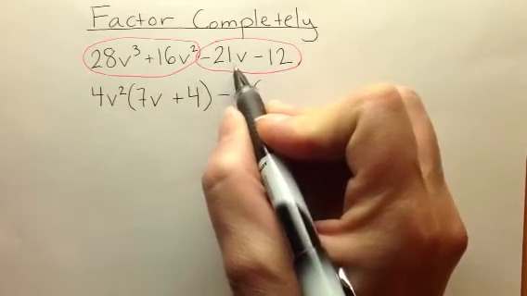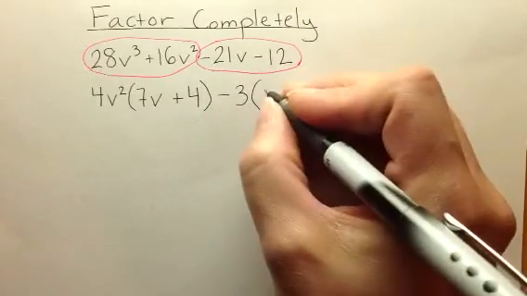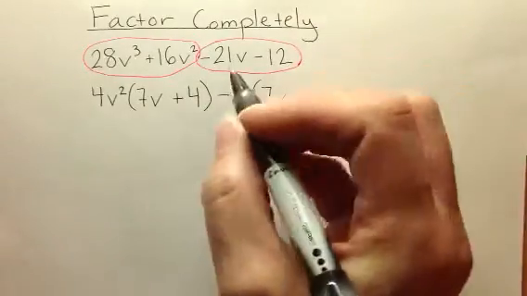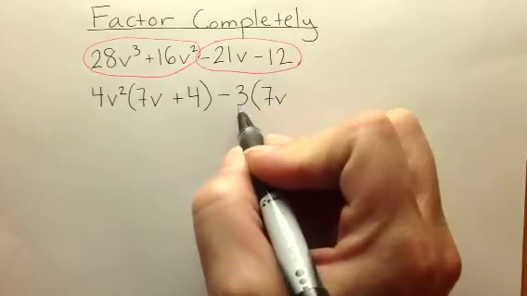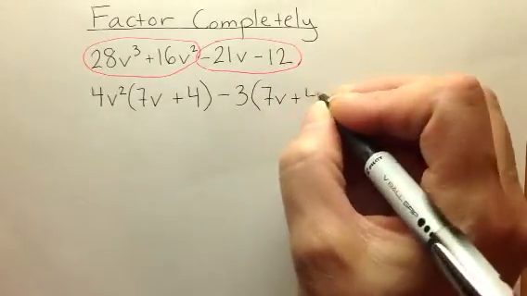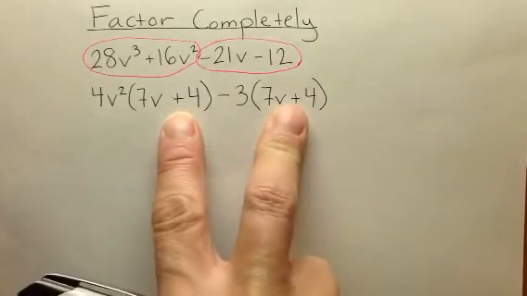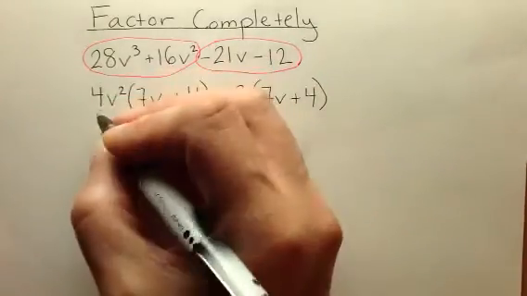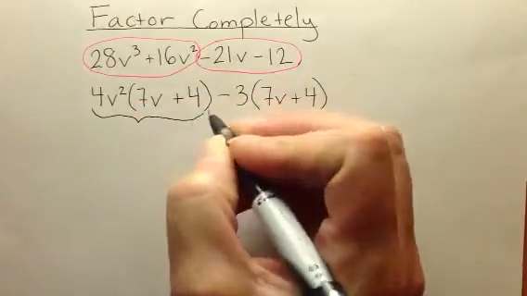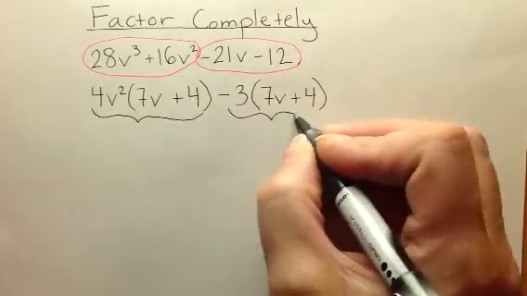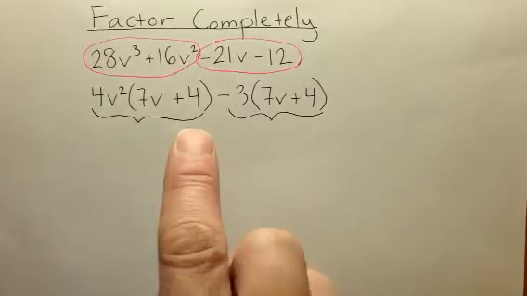Okay, negative 21v divided by negative 3 is positive 7v. Negative 12 divided by negative 3 is positive 4. So I'm excited to see that what I wanted to happen happened. By this regrouping I've just done, I now have 2 terms.